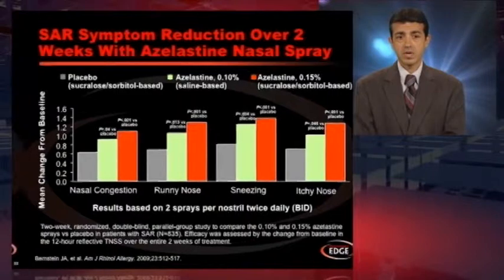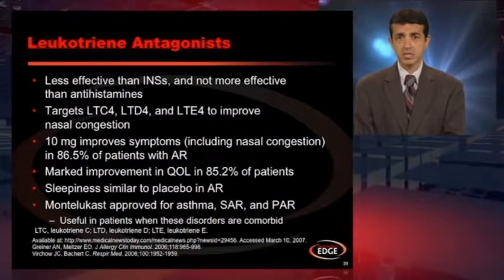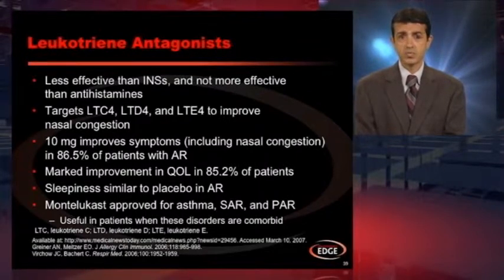What about the LTRAs? They're less effective than intranasal steroids in most trials that have a head-to-head comparator. They're not more effective than antihistamines. They target leukotriene C4, D4, and E4 receptor to improve nasal congestion. The 10 milligram dose, for example, of montelukast improves symptoms in some of the Merck publications up to 86.5% of patients.